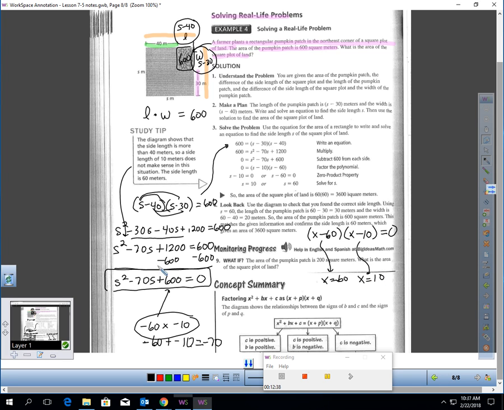They used S. Oops, I should put S in there. So I should use S instead of x. So S could be 60, S could be 10. Now, I have to think, are these both reasonable? Are these answers reasonable?